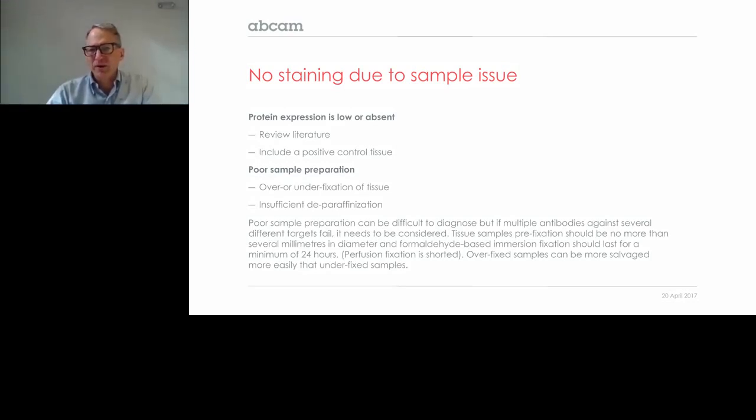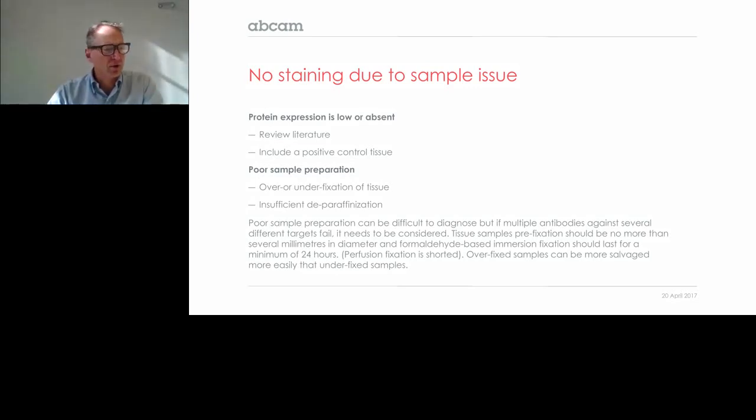Formaldehyde-based immersion fixation, for instance, with paraformaldehyde or formalin, should last for at least a minimum of 24 hours. Perfusion fixation, which is another method of fixing the tissue, is typically shorter and followed by a post-immersion fixation. Overfixed samples can be salvaged more easily than underfixed samples. By salvaged, I mean the overfixation can be reversed with antigen retrieval, that boiling that I mentioned earlier. The antigen retrieval will reverse overfixation.